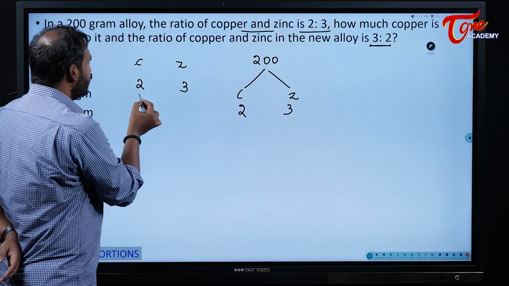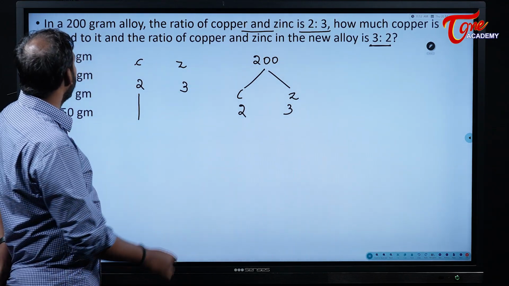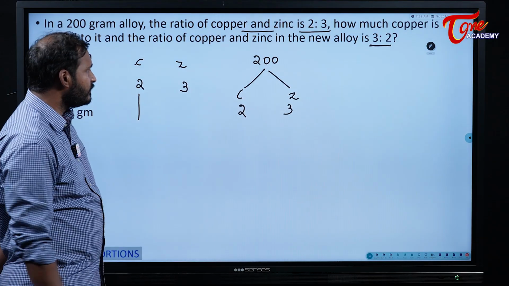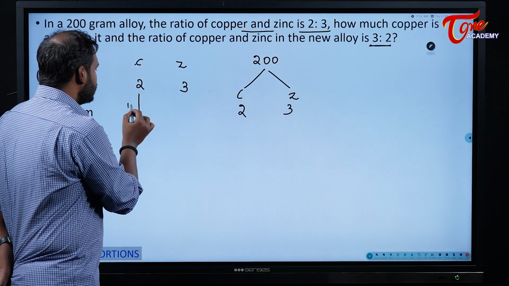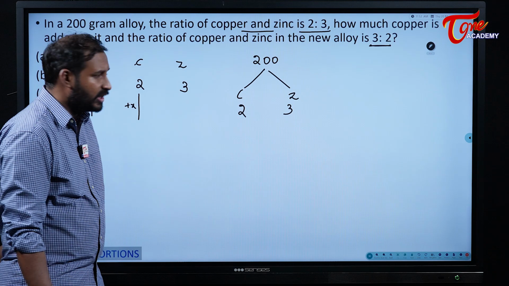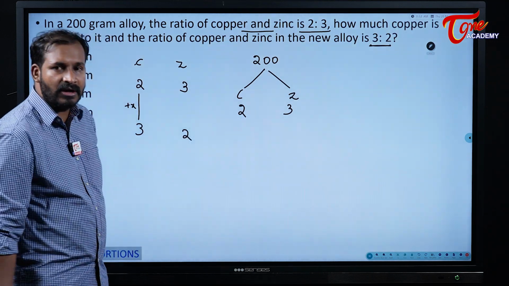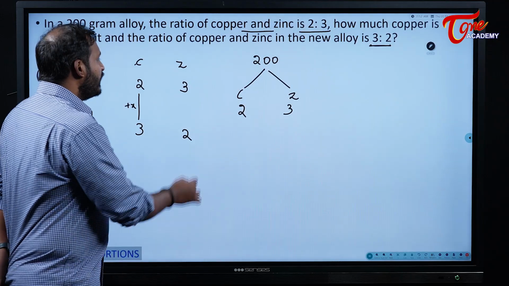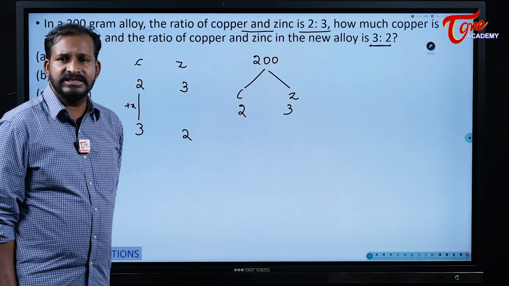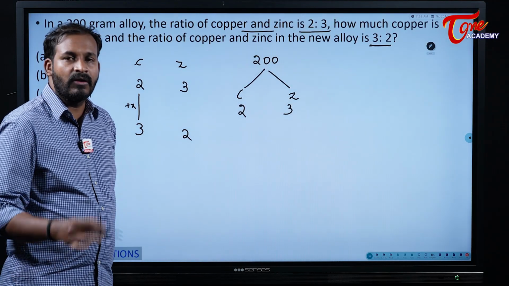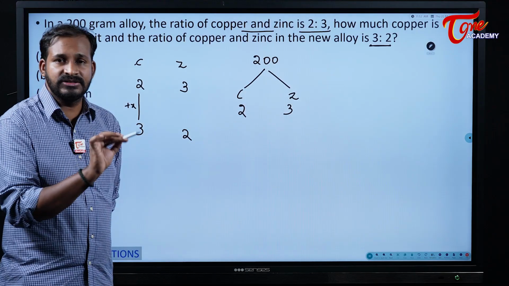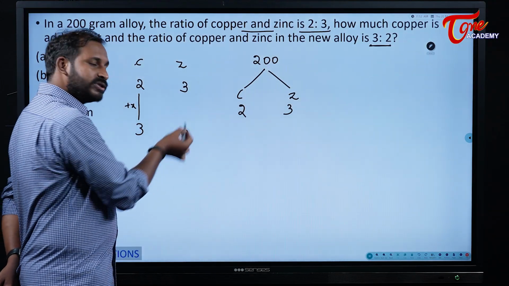We are adding some X quantity of copper to this one, so that the ratio becomes 3:2. When it comes to the zinc portion, is there any change in the zinc portion here? I mean quantity-wise, there is no change. But when it comes to the copper portion, it was changed.